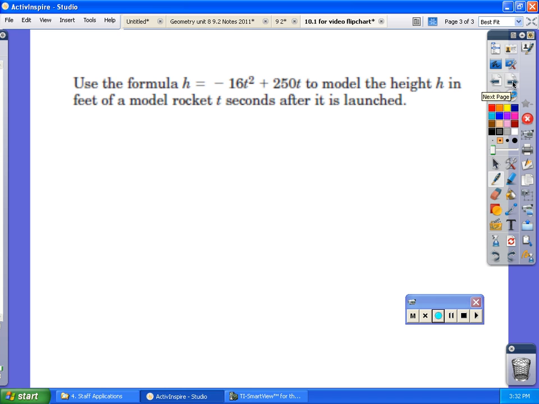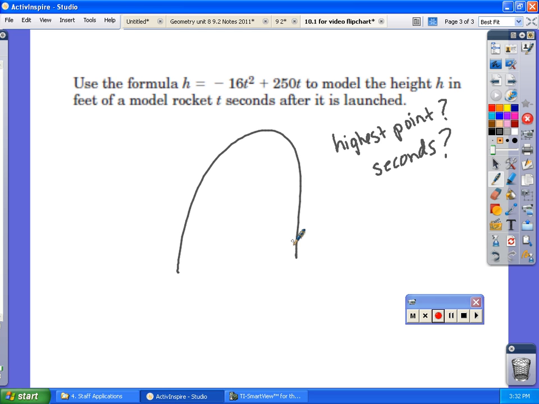Okay. I'm going to use this formula to model the height, in feet, of a model rocket after it is launched. And the question is what is the highest point the rocket will get to, and at how many seconds will the rocket actually get to that highest point? So now I'm going to do everything on my calculator. Basically I want to graph this, and I want to know what the vertex is, which is a maximum. So to do this on the calculator, it's actually very easy.